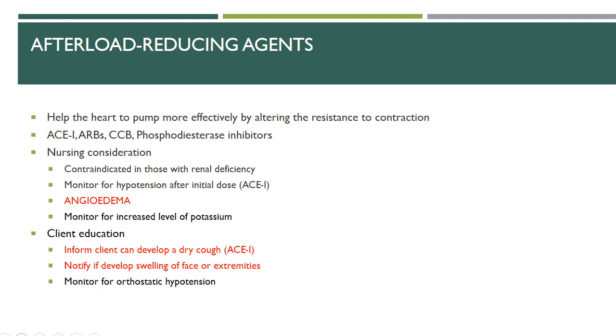Client education, we want to inform them that they can develop a dry cough. If they do develop a dry cough, they need to tell their provider, because the same pathway that ignites the dry cough is the same pathway that causes the angioedema. If they develop the dry cough and the provider takes them off of an ACE inhibitor, they're going to put them on an ARB.